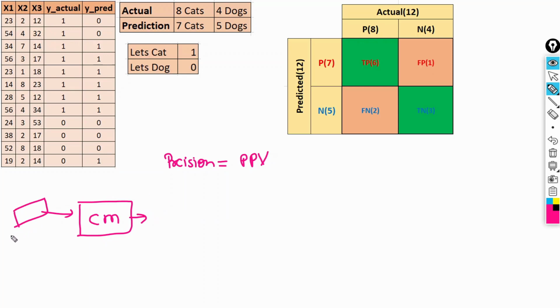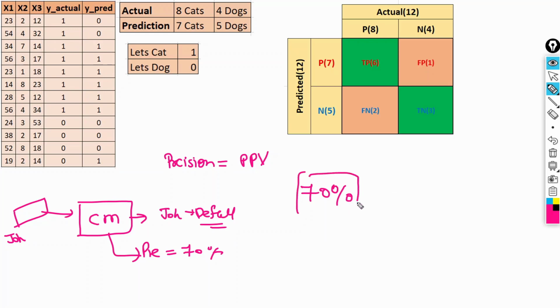Let's say I input some data, the case of John, and our model predicted that John is a defaulter. I am getting 70% precision for this particular model. We calculated it with the help of Python, the sklearn library, and it is showing that our model has 70% precision. So we can say there is 70% precision in our prediction.